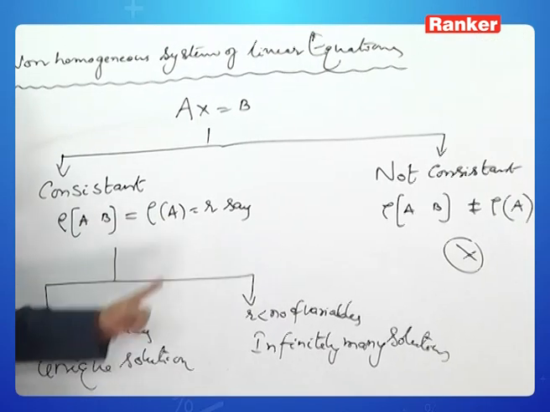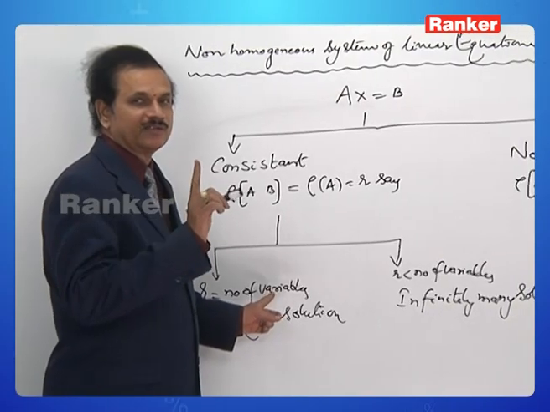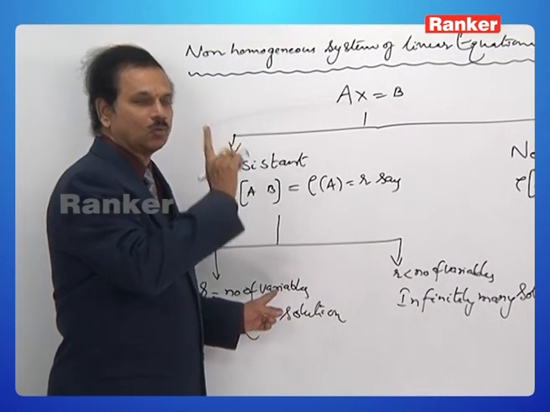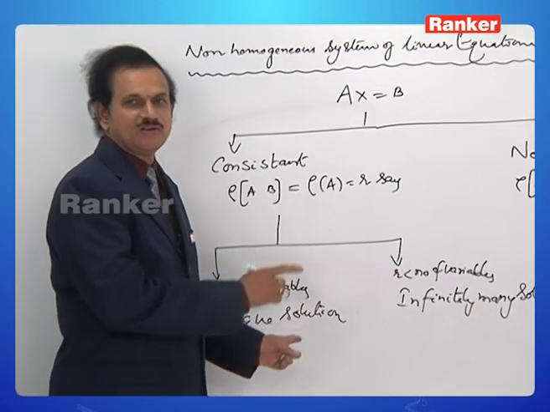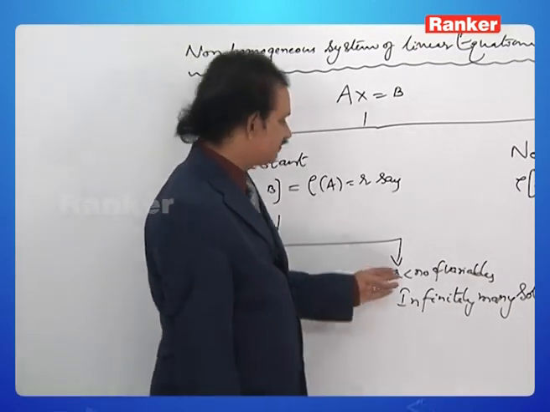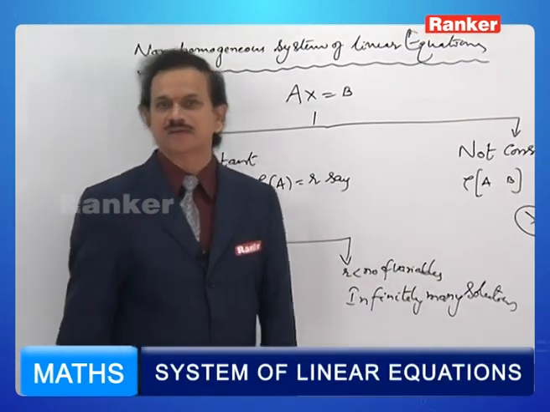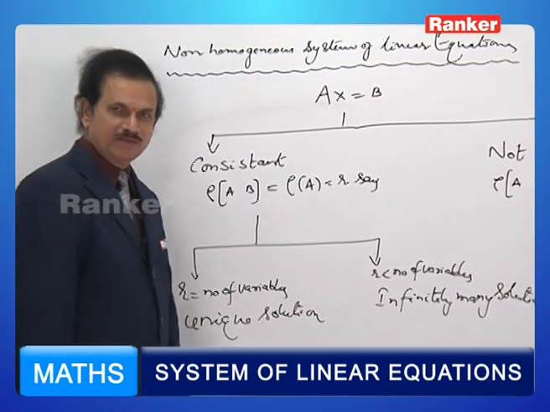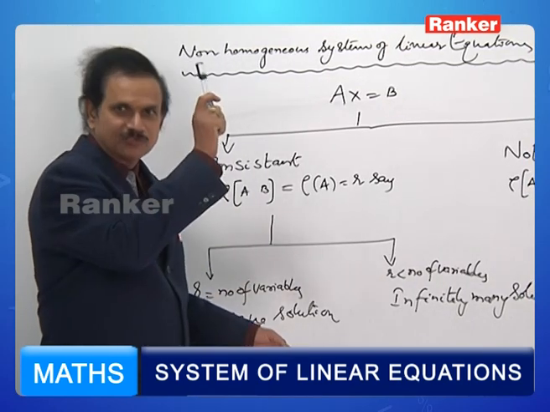If the rank of the coefficient matrix is equal to number of variables, you recall the same concept is explained in the homogeneous system also. If the rank of the coefficient matrix is equal to number of variables, there is a unique solution. Here also, unique solution. If the rank of the coefficient matrix is less than the number of variables, then infinitely many solutions exist. My dear boys and girls, you observe these two cases. These two are exactly similar to that of homogeneous system.